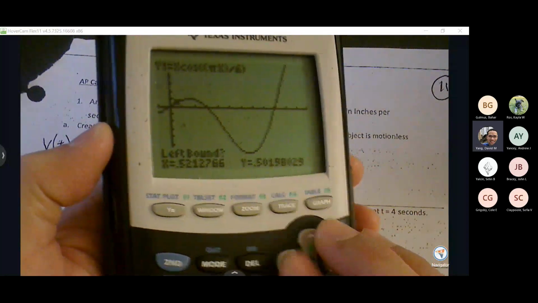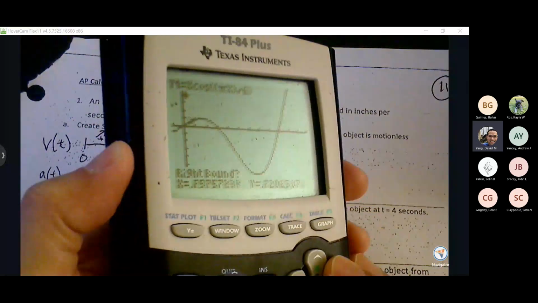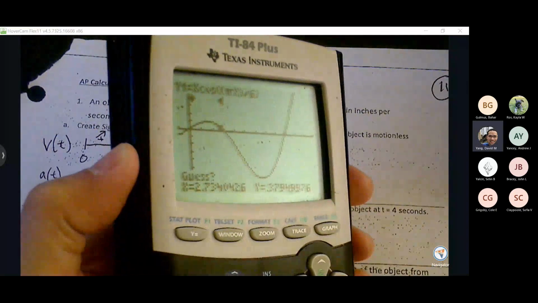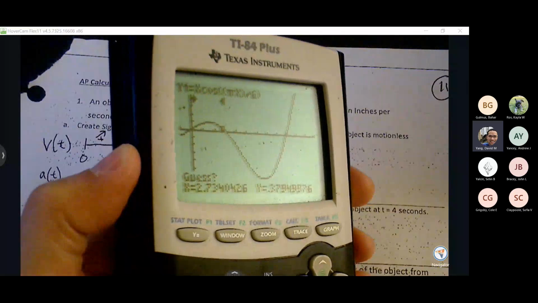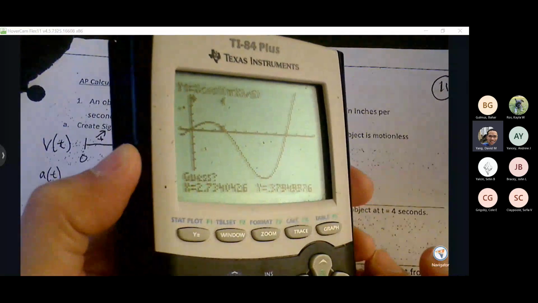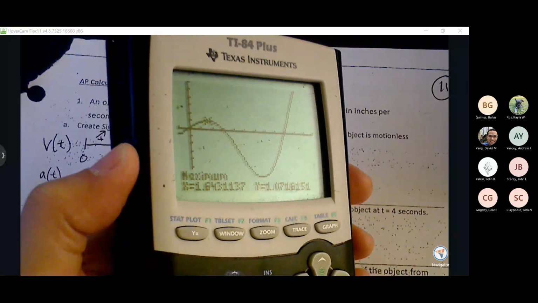You'll pick a point to the left of your max. Hit enter. Pick a point to the right of your max, hit enter, and now the calculator will look between those two points to try to find a maximum for you. You see the word guess, question mark. Hit enter again, and we'll find that max for you. So 1.643.